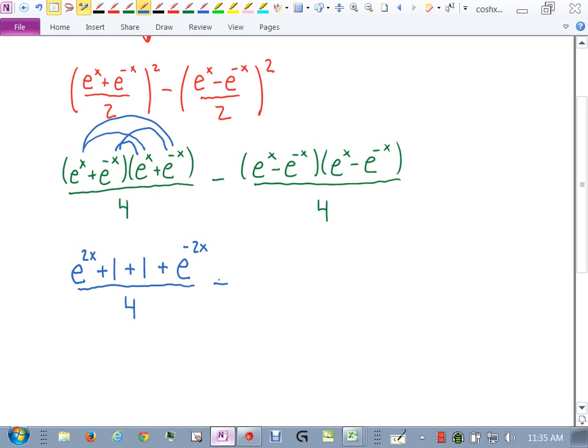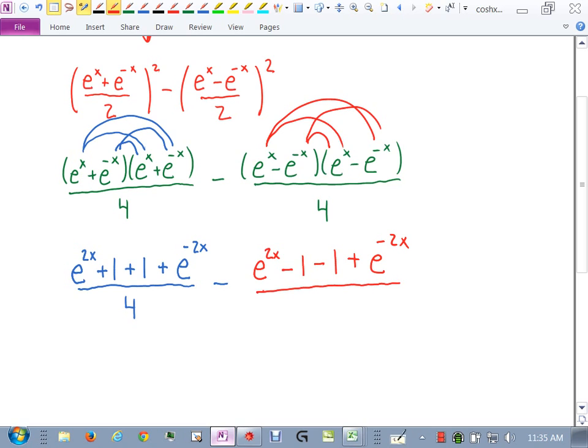Minus. Now do the other one. e to the x times e to the x, e to the 2x. How about that next one? e to the x times negative e to the negative x, that'll be minus 1. Minus 1 for the inside one here, too. And then the last one will be plus e to the negative 2x. Then all of that over 4.